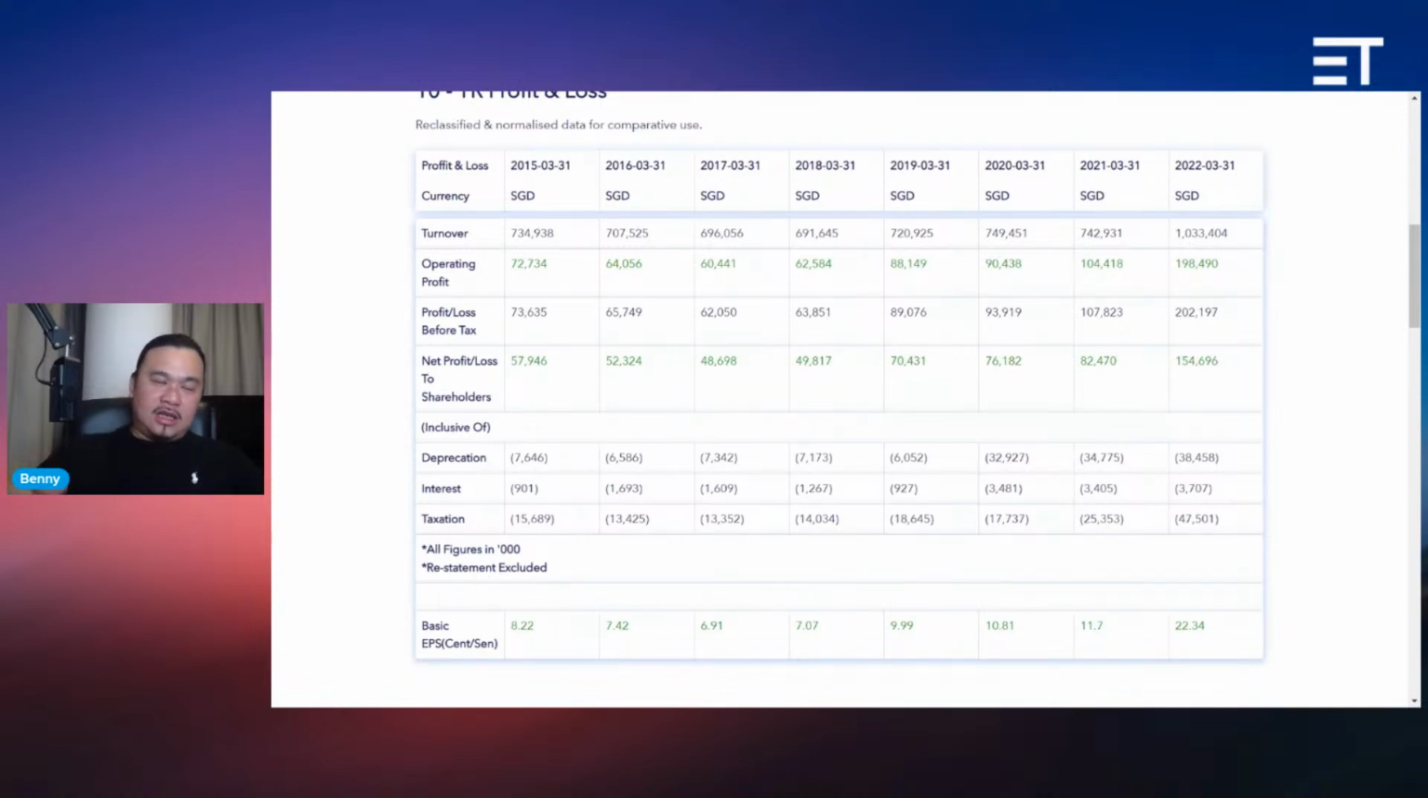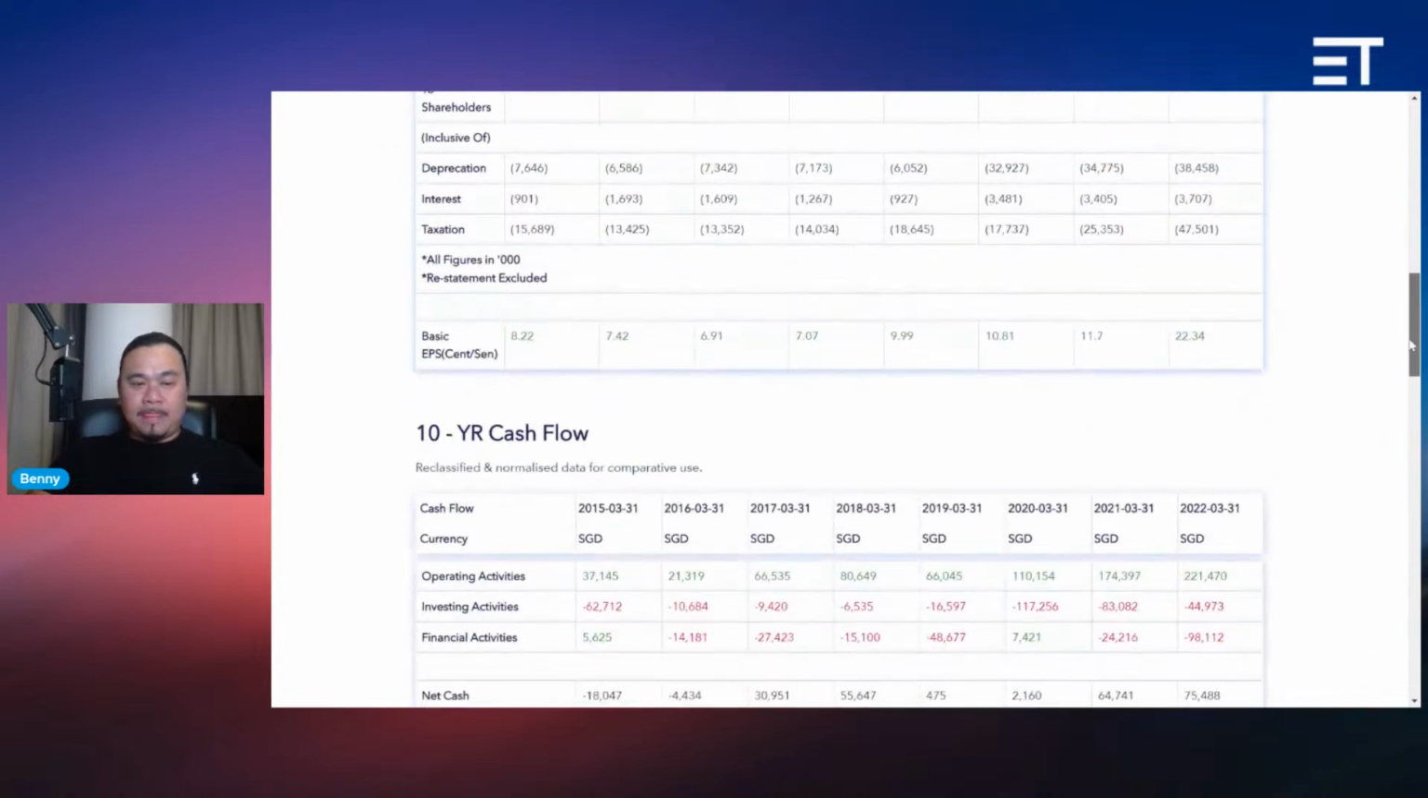And of course, in the jewelry or in the retail market, margins are quite small. So operating profit, you can see over here, has also risen quite healthily, right? From 72 million to about 198. Net profit is 57. Okay, almost triple from just 5 years ago.